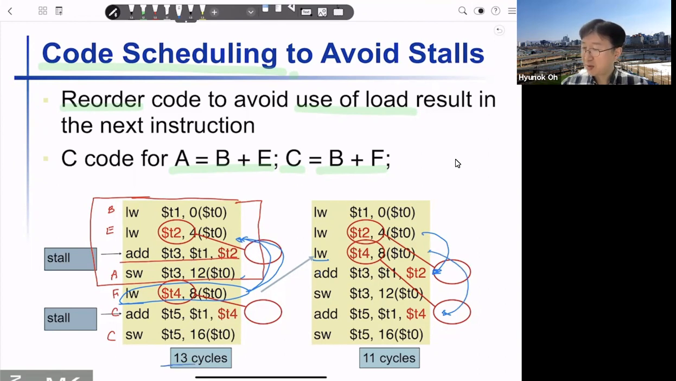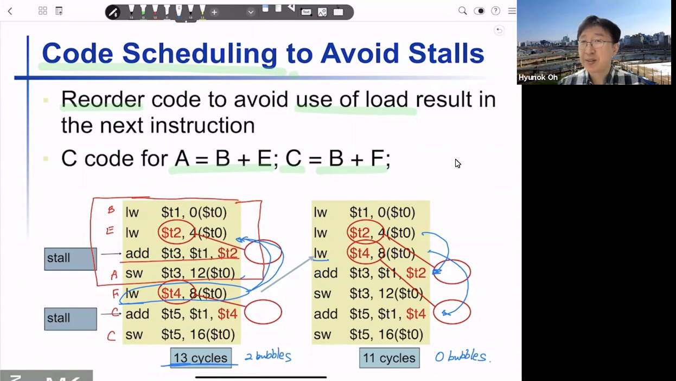So we can remove 2 bubbles. The first case has 2 bubbles, so it takes 13 cycles. The second one has 0 bubbles, so we can save 2 cycles, which means we can improve the performance by almost 20%. That's a lot.